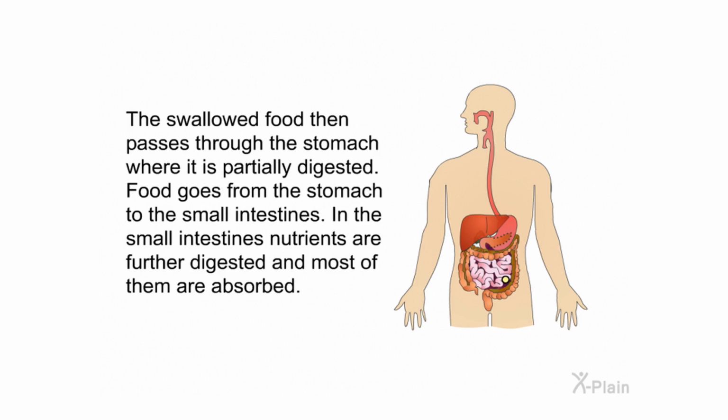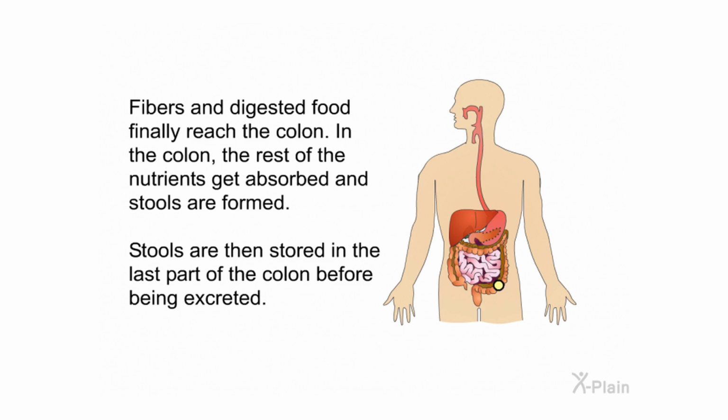Food goes from the stomach to the small intestines. In the small intestines, nutrients are further digested and most of them are absorbed. Fibers and digested food finally reach the colon. In the colon, the rest of the nutrients get absorbed and stools are formed. Stools are then stored in the last part of the colon before being excreted.